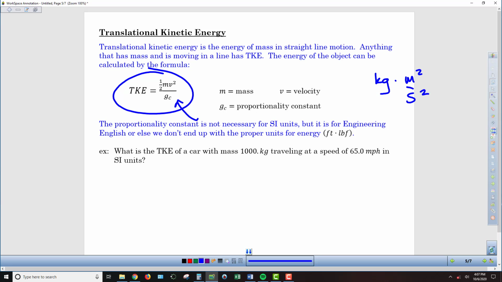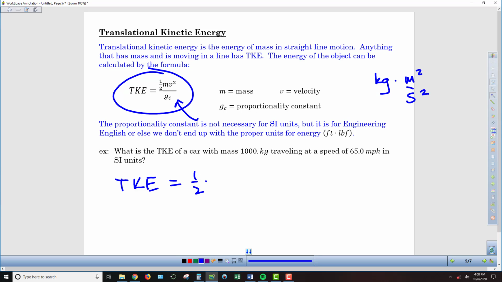So in the example that we have below, we're trying to find the kinetic energy of a car that's traveling at a speed of 65 miles per hour. So we're asked for the answer in SI units, so we're going to have to do a little dimensional analysis as we go through this. But fortunately for us, g sub c is going to equal 1.